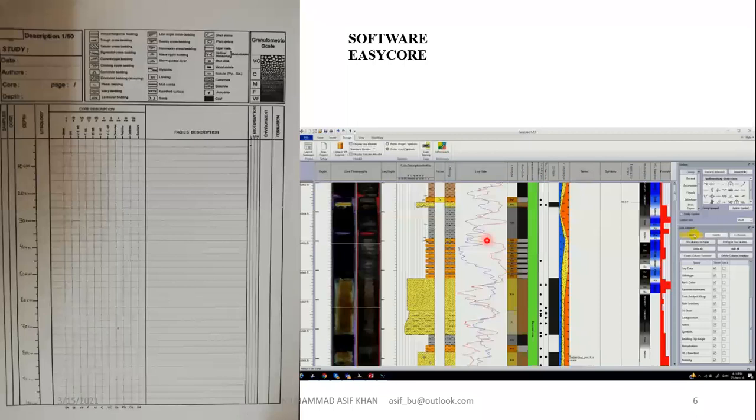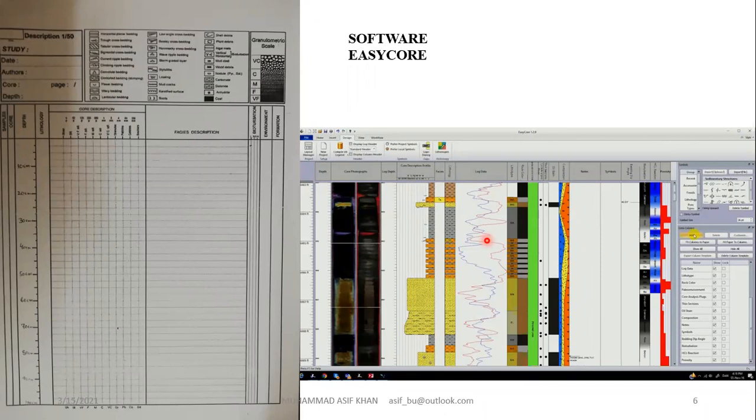So core has a prime importance. You just need to get some basic idea of how we can describe cores. I have some videos that I'll send to you. I have one book that shows how to describe the cores.